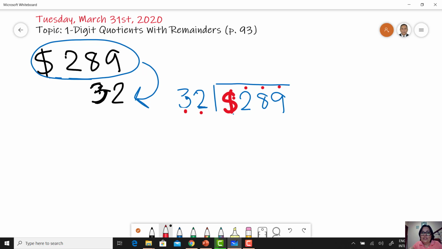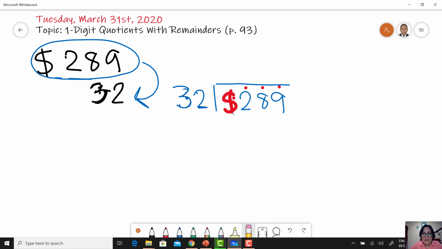So what number is going to be here in the quotient? So we have to find a number that we can multiply by 32 that has to be 289 or close to 289. But do you know the timetable of 32? No, right? So we are going to use our trick. Do you remember our trick?